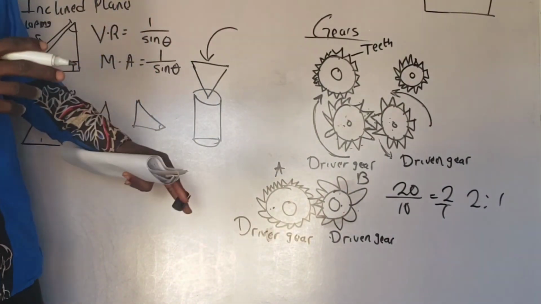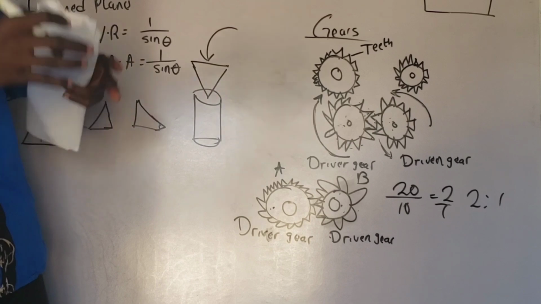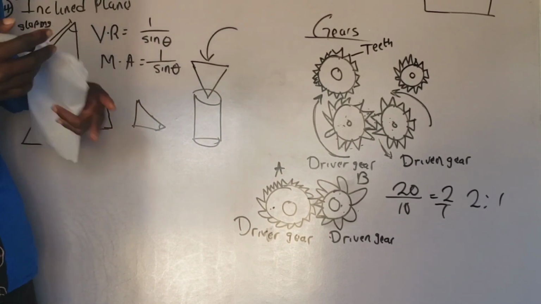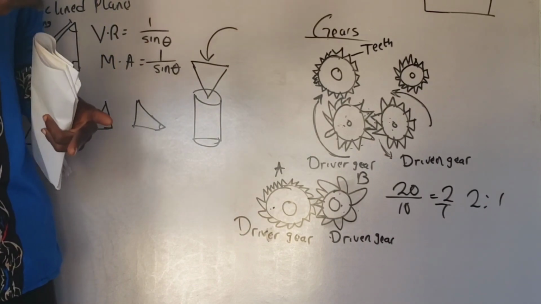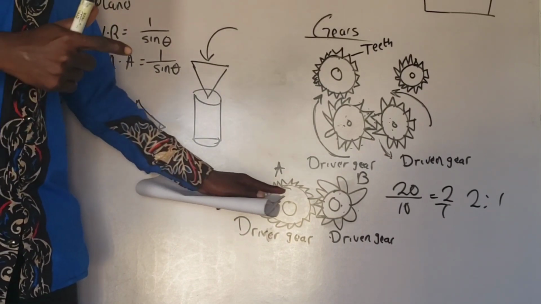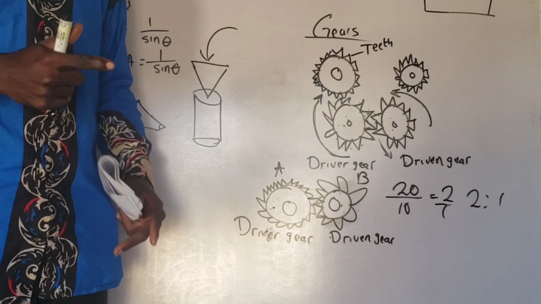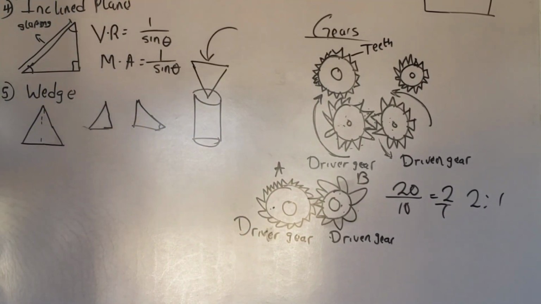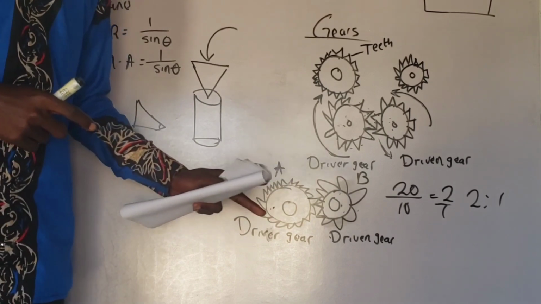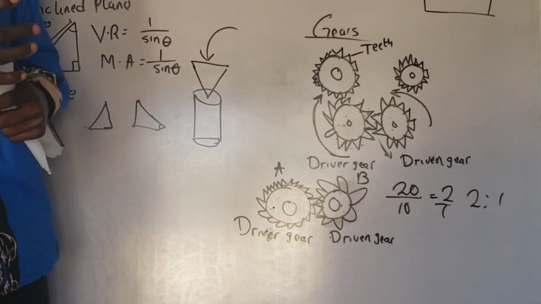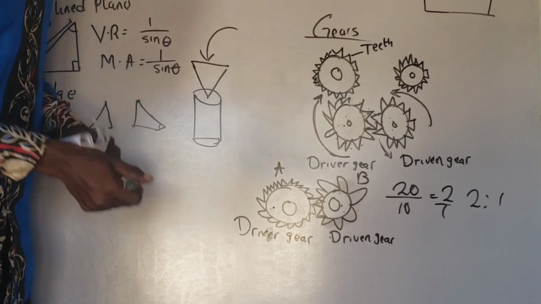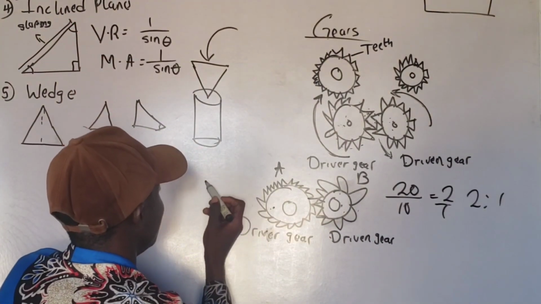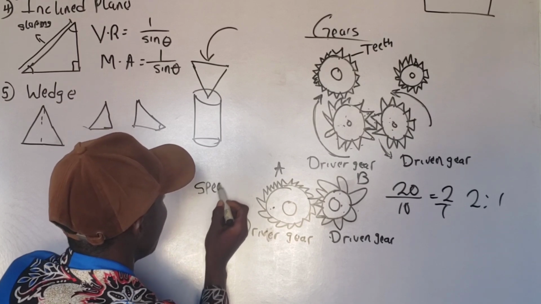Now, I'm not focusing on that. What I want to explain to you is that if the aim is to increase speed, the driver gear, that is the gear that causes the other gear to move, must be bigger than the driven gear. Now, to decrease speed, that will be vice versa. To decrease speed, the driver gear must be smaller than the driven gear. You know that this one is to increase speed. For here, we are increasing the speed.